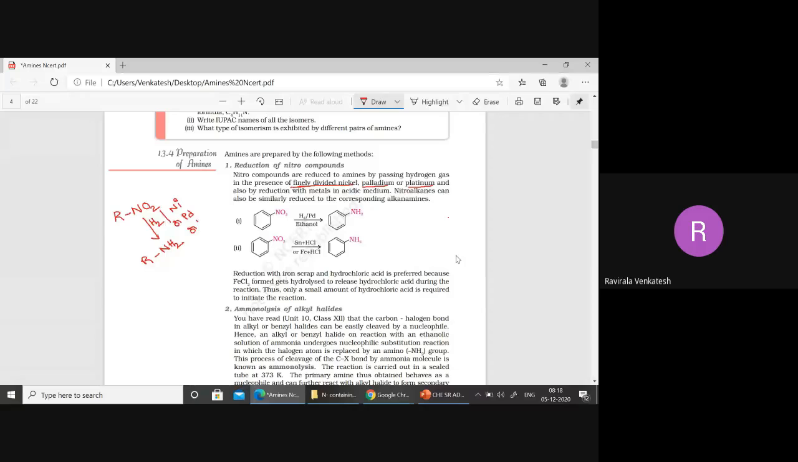What is here? Platinum. What is the use of these? These are the catalysts, useful for what? A surface for the hydrogen gas, because hydrogen gas needs a surface. The surface is provided by nickel, platinum and palladium. Now on this surface, the reactions will take place in which NO2 will convert into what here? NH2 group here. NO2 will convert into NH2.